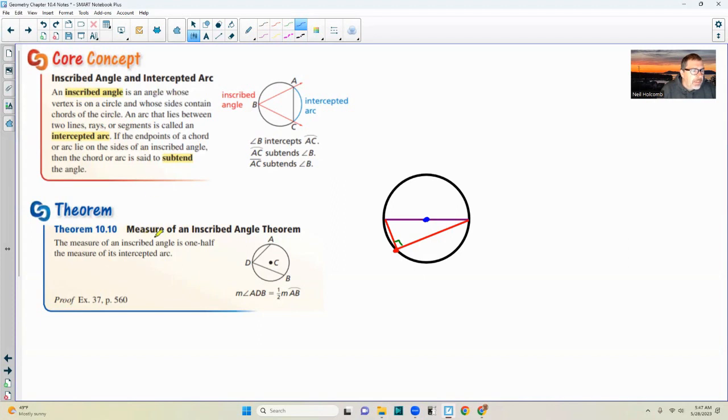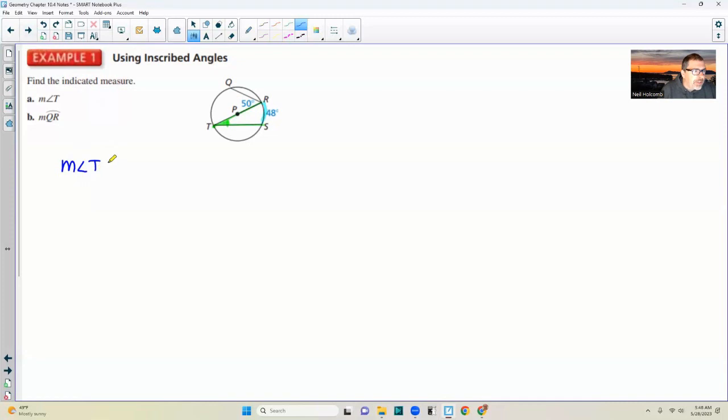And as it says here, the measure of an inscribed angle is 1/2 its intercepted arc. So I'd say the measure of angle T equals 1/2 the measure of arc RS. Okay, so the angle's half the arc. So then you'd say the measure of angle T equals 1/2, and you substitute the given 48 degrees. So the measure of angle T equals 24 degrees. So this is 24 degrees.